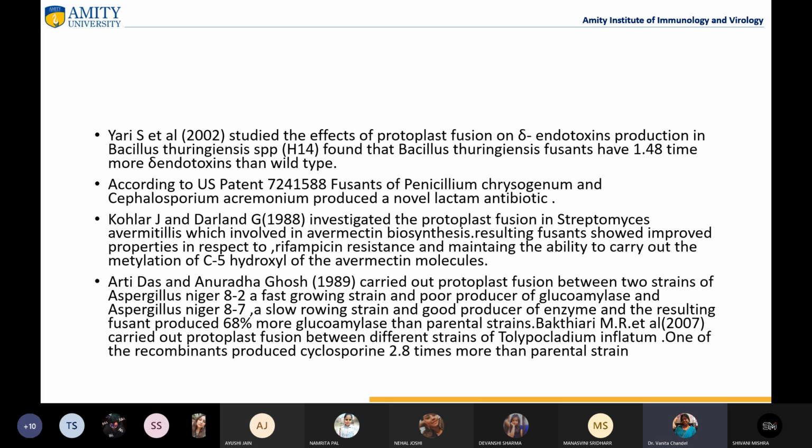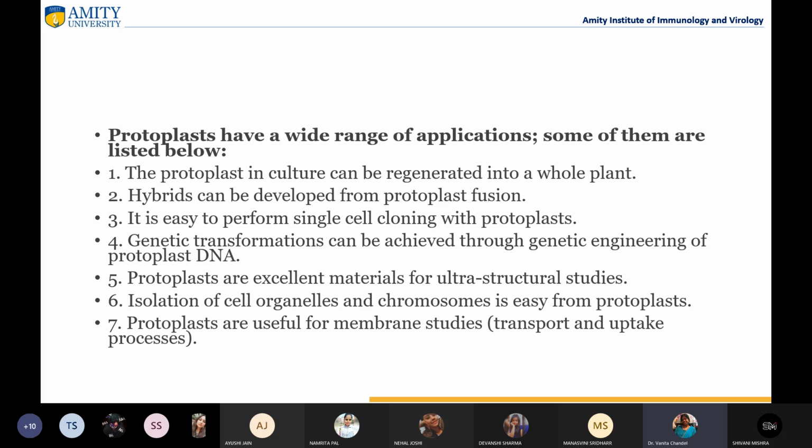And according to a US patent, fusions of Penicillium chrysogenum and Cephalosporium produced a novel beta-lactam antibiotic. So they are more beneficial. These are some of the work being done by the people on how this technique can be useful for the industrial production of antibiotics or other enzymes, right? So this can be used. Then protoplasts have a wide range of applications.